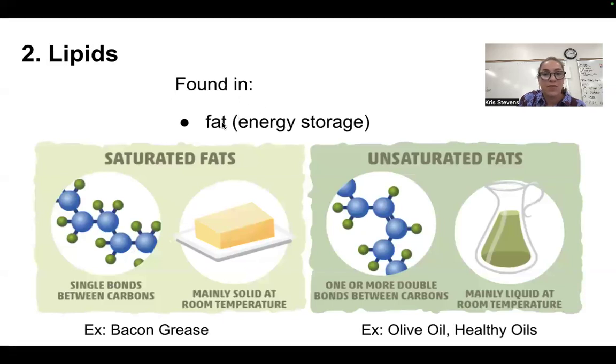Lipids found in fat. Here we go. Single bonds, very good right here. Saturated, these are the bad ones. They're solid at room temperature, and this is also what they do in your arteries. If you cook that bacon and leave that grease there and then come back later and it's hard in the pan, that's saturated fat. That's the bad fat. Olive oil, healthy oils, these are unsaturated. They have at least one double or triple bond.